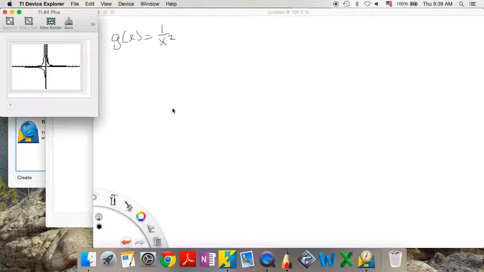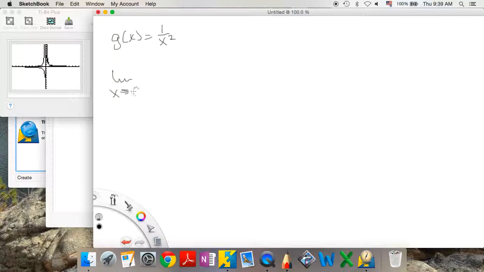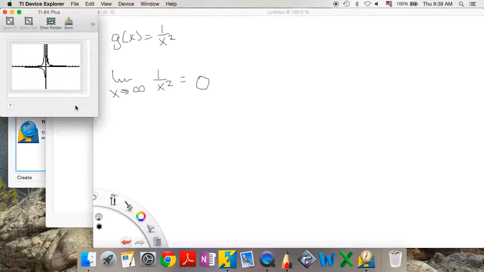Okay, so if we want to figure out what the limit is as x goes to infinity of 1 over x squared, then we can look at the graph and see that it heads to 0. But I want to use this to illustrate the sandwich theorem as well. So I'm going to change my window so that we're looking out towards infinity as we get closer and closer out there.